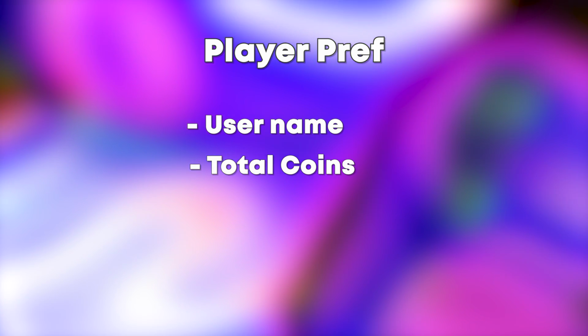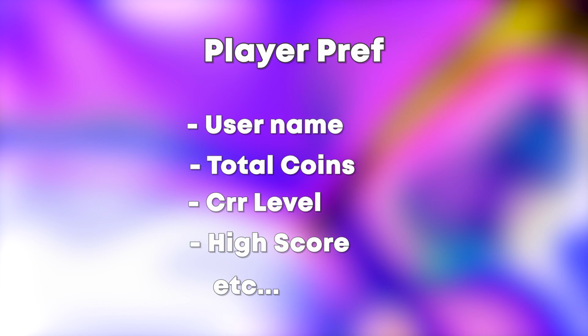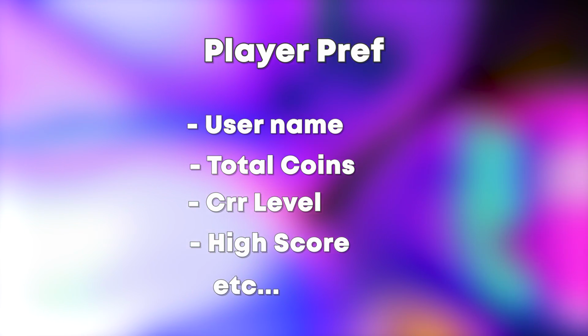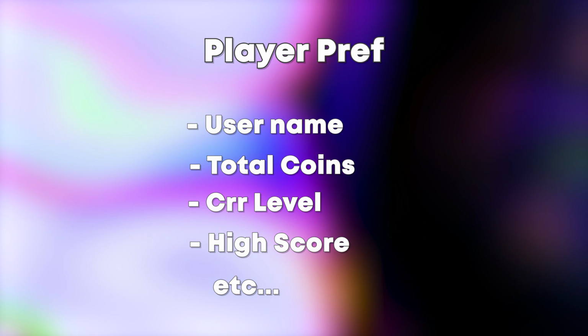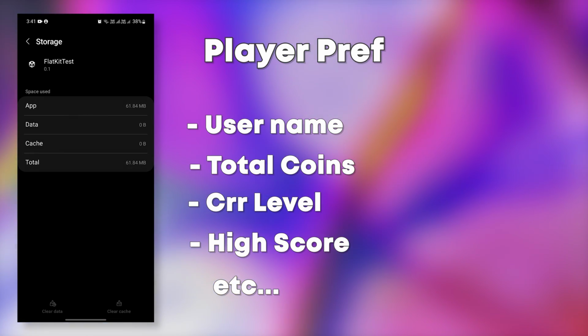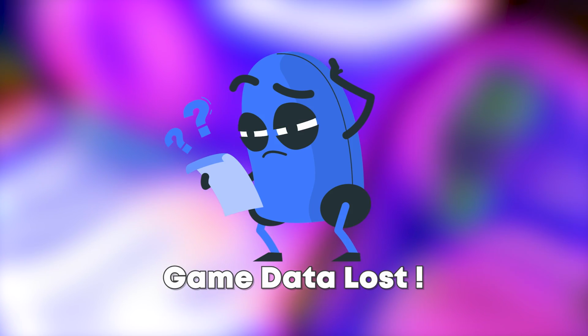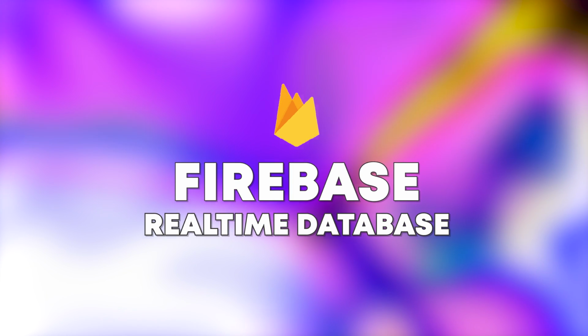Now in our game, we use player prefs to store users' data, for example, their name, total coins, current level, or maybe the high score. But there is a downside of using player prefs, which is that the data we store can easily be erased by simply going into the app settings and clearing the data. This will remove all the player prefs data, that means all the user progress will be erased. Now, we definitely don't want this to happen, so that's where the Firebase Realtime Database comes in.